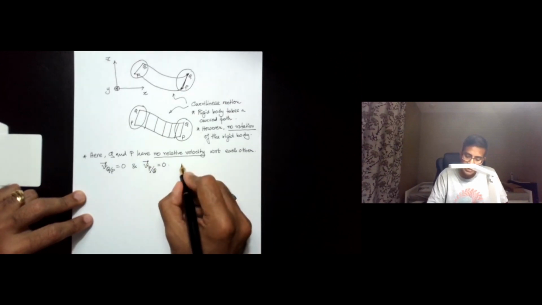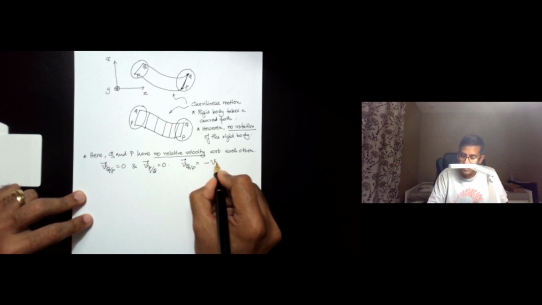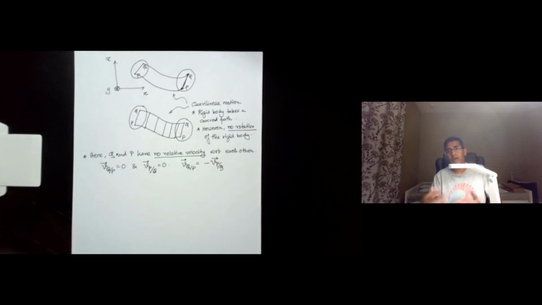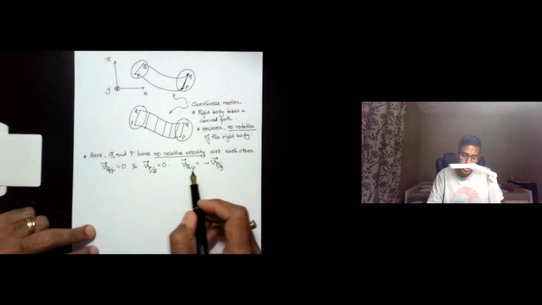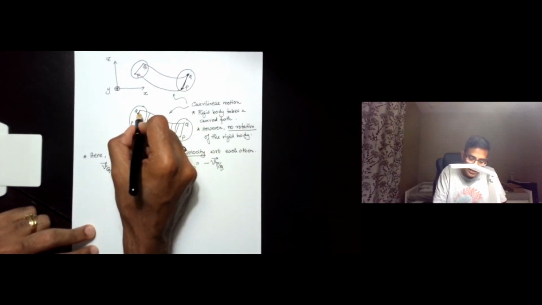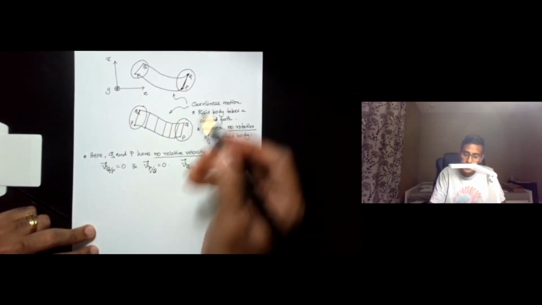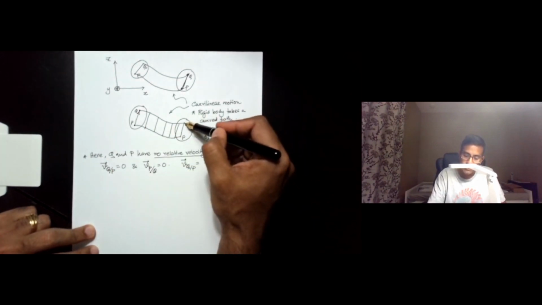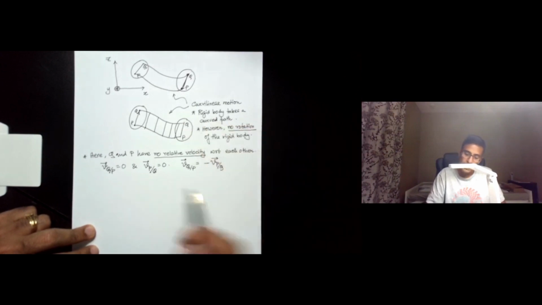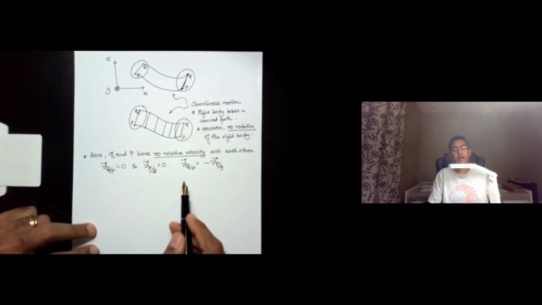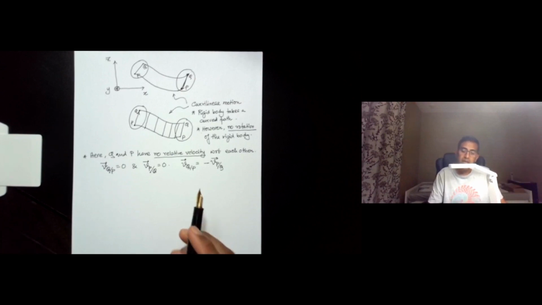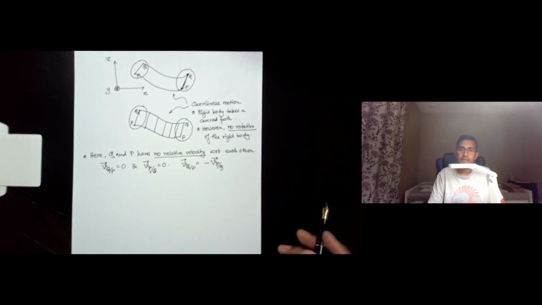Now note here that VQ with respect to P is equal to the negative of VP with respect to Q, because it's just a vector which is opposite in direction of the other one. So Q with respect to P is this vector. This is VQ with respect to P, and P with respect to Q is going to be the vector going from Q towards P. Neither of these two will have any non-zero quantities because the rigid body is not rotating.